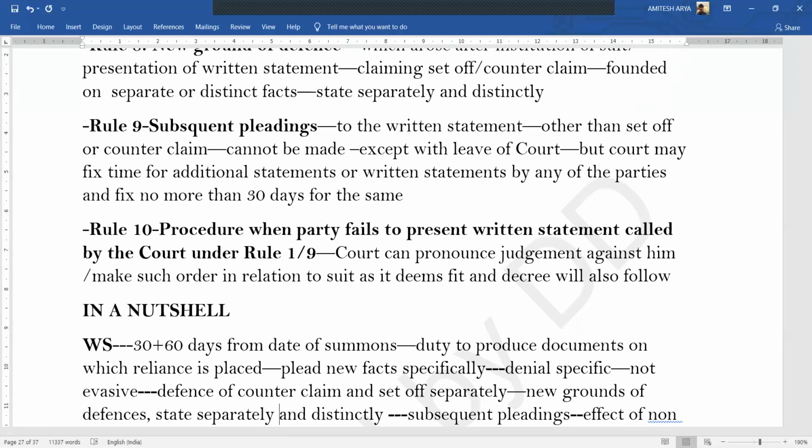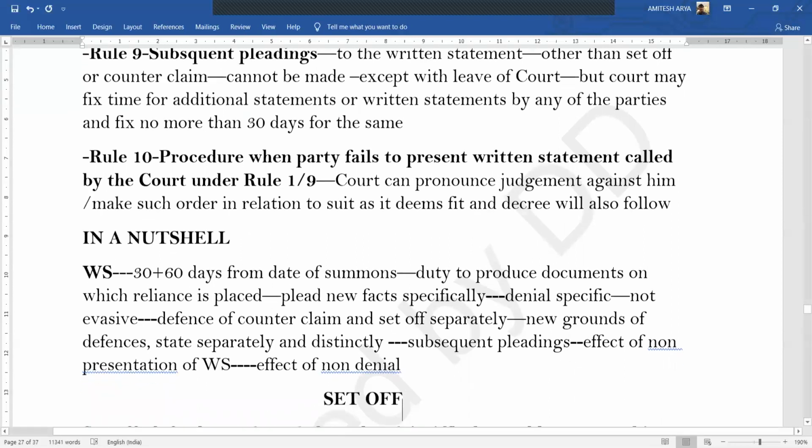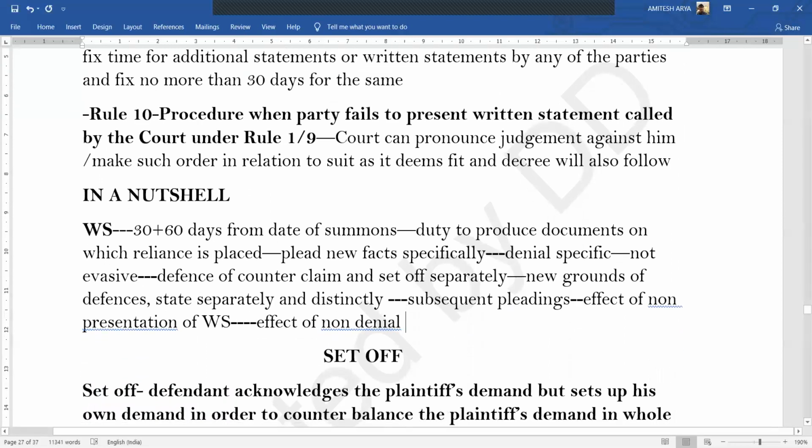Defense of counterclaim and set off should be taken separately. New grounds of defenses should be taken again. They are taken separately and distinctly. Subsequent pleadings, what is the rule? Effect of non-presentation is what, and effect of non-denial is what. That also needs to be seen. Now, this was something that we had done in the last class.